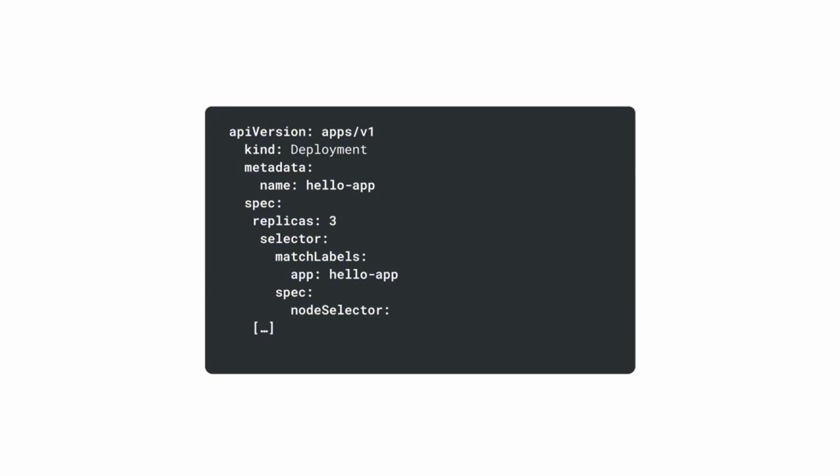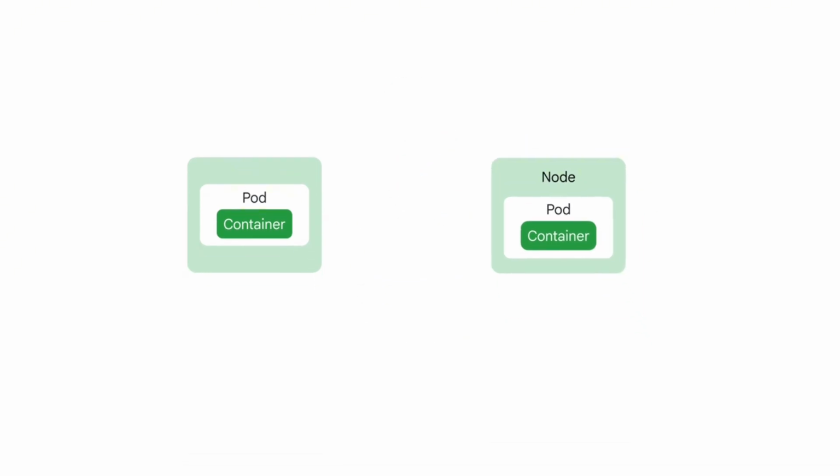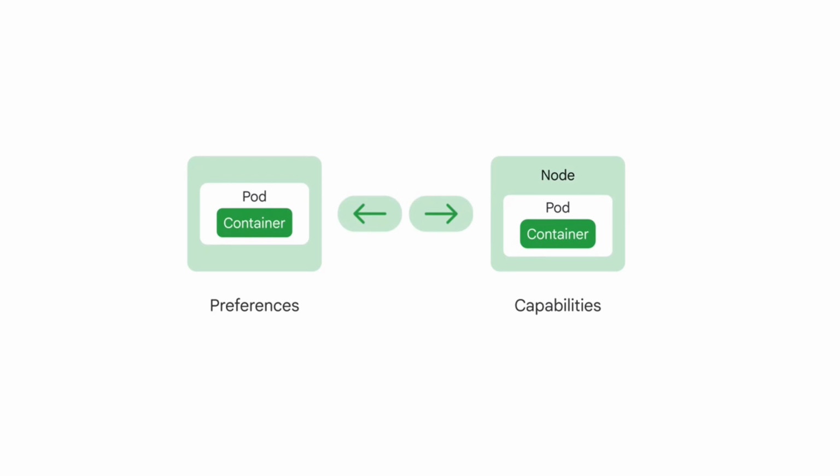In GKE standard mode, you can use the node selector field within a pod's configuration to specify its preferred node labels. Think of it as a checklist the pod uses to find a compatible home. Node labels can be automatically assigned or can be manually added to identify nodes with specific characteristics. This creates a system of matching between pod preferences and node capabilities.